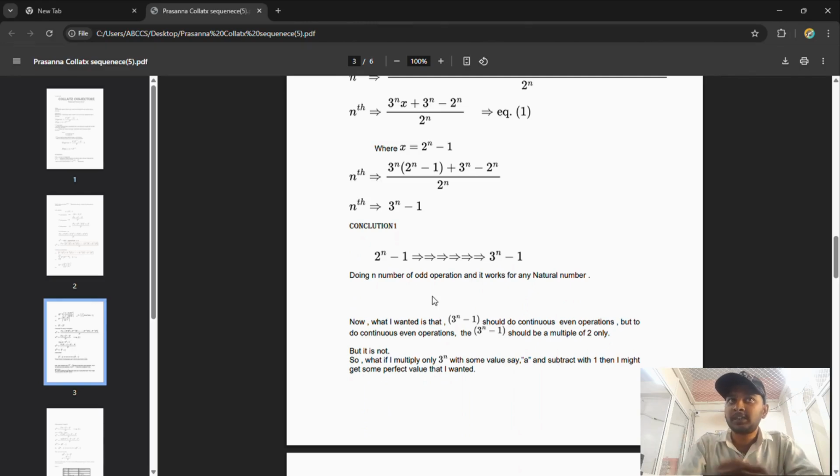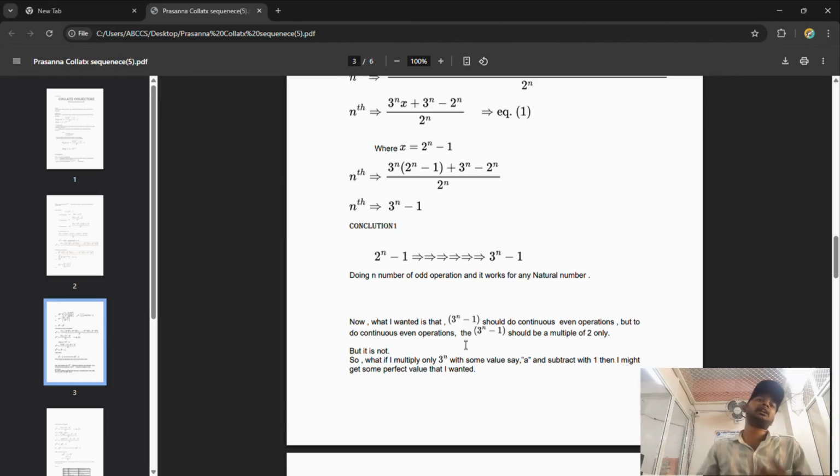But to do continuous even operations, 3 to the power of n minus 1 should be a multiple of 2 only. What is the rule for an odd operation? It will divide by 2. So if it only needs to do continuous even operations, it should have only 2 as its one and only composite. But if I check its sequence and 3 to the power of n minus 1, it doesn't have that. There are some numbers in a sequence which are not what I wanted.